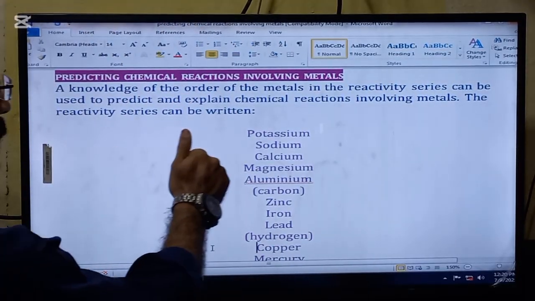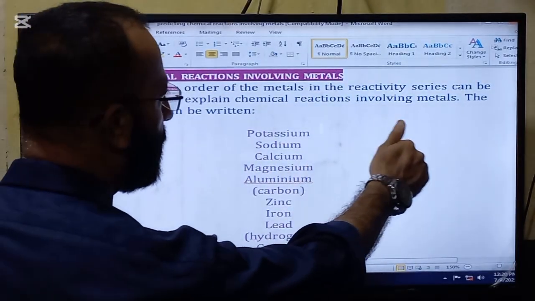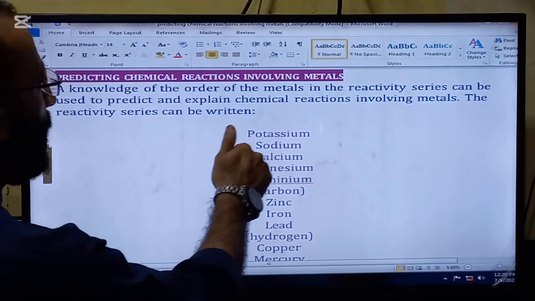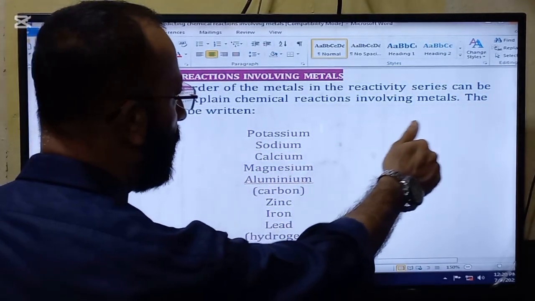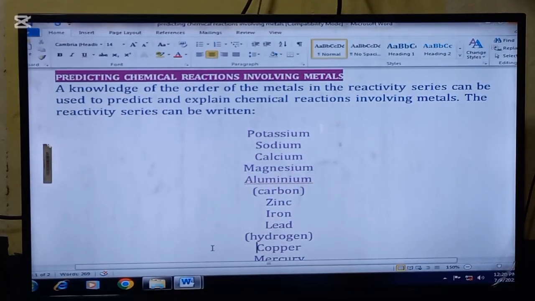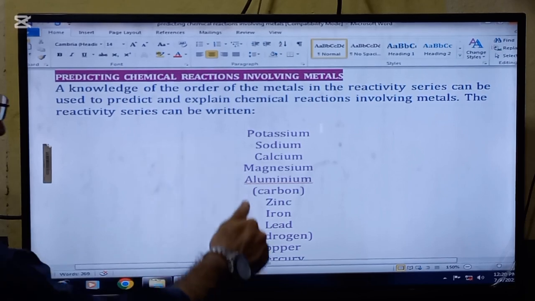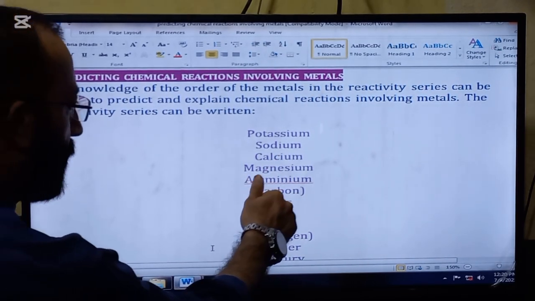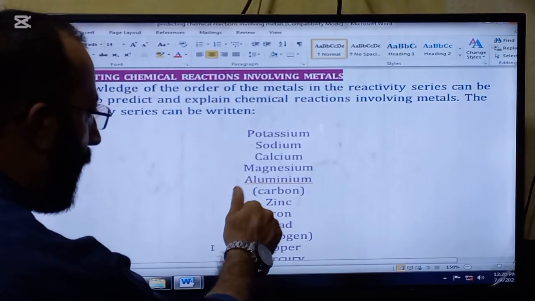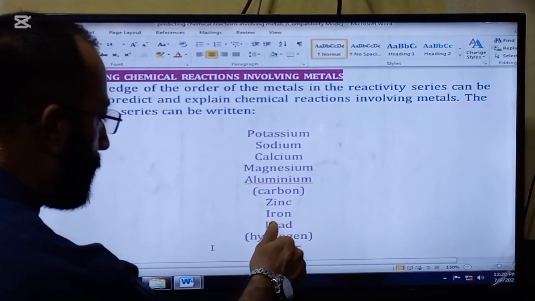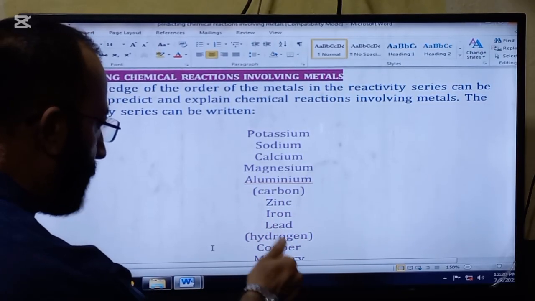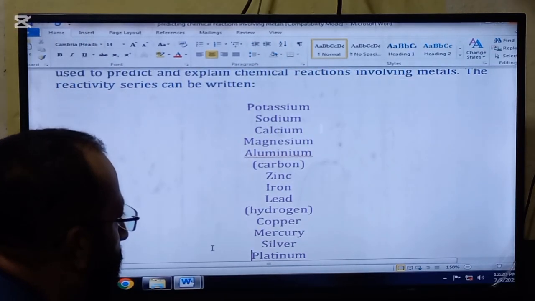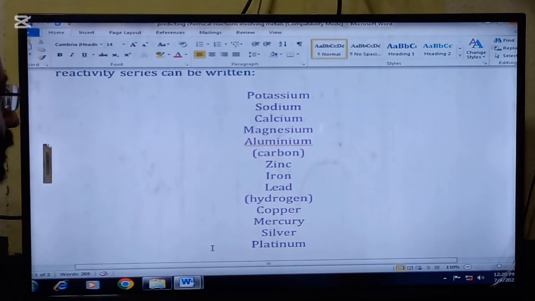A knowledge of the order of the metals in the reactivity series can be used to predict and explain chemical reactions involving metals. The reactivity series can be written. So here is the reactivity series. Potassium, sodium, calcium, magnesium, aluminium. After that, carbon will be introduced. Then zinc, iron, lead. After that, hydrogen will be introduced. And then copper, mercury, silver, and platinum.